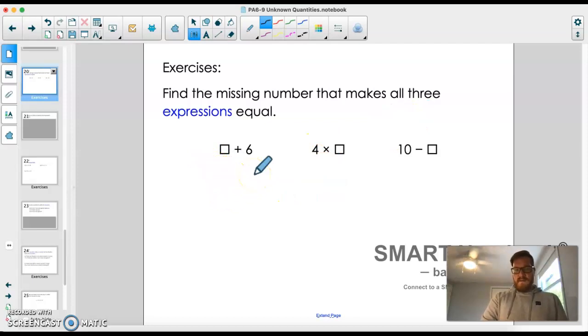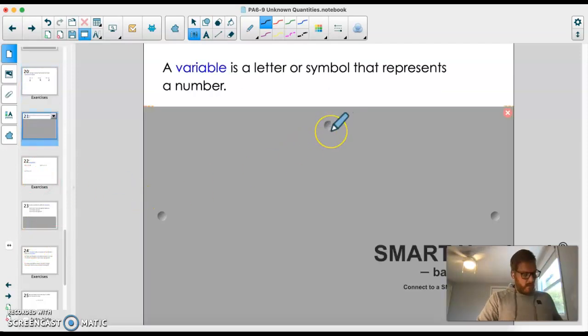And so this one, you can just start guess and check if you would like, right? So it's not 1 because 1 plus 6 is 7, but 4 times 1 is 4, so that's not good. But if we use 2 for all of these, 2 plus 6 is 8, 4 times 2 is 8, 10 minus 2 is 8. So that's how we check the truthfulness.